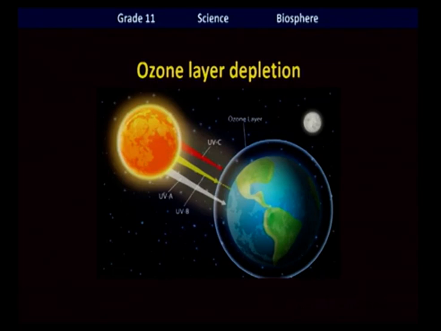For example, synthesis of vitamin D in our skin. Therefore, not all the UV rays are harmful. Some UV rays help to synthesize vitamin D in our skin. But harmful UV rays are blocked by, or prevented by, the ozone layer. So let's see what the ozone depleting gases are.